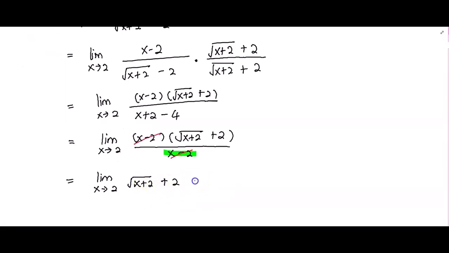Now we can use the substitution method to evaluate the limit. Just put the 2 inside here. You get 2 plus 2 plus 2. Square root of 4, you get 2. 2 plus 2 will be 4. This is our final answer.